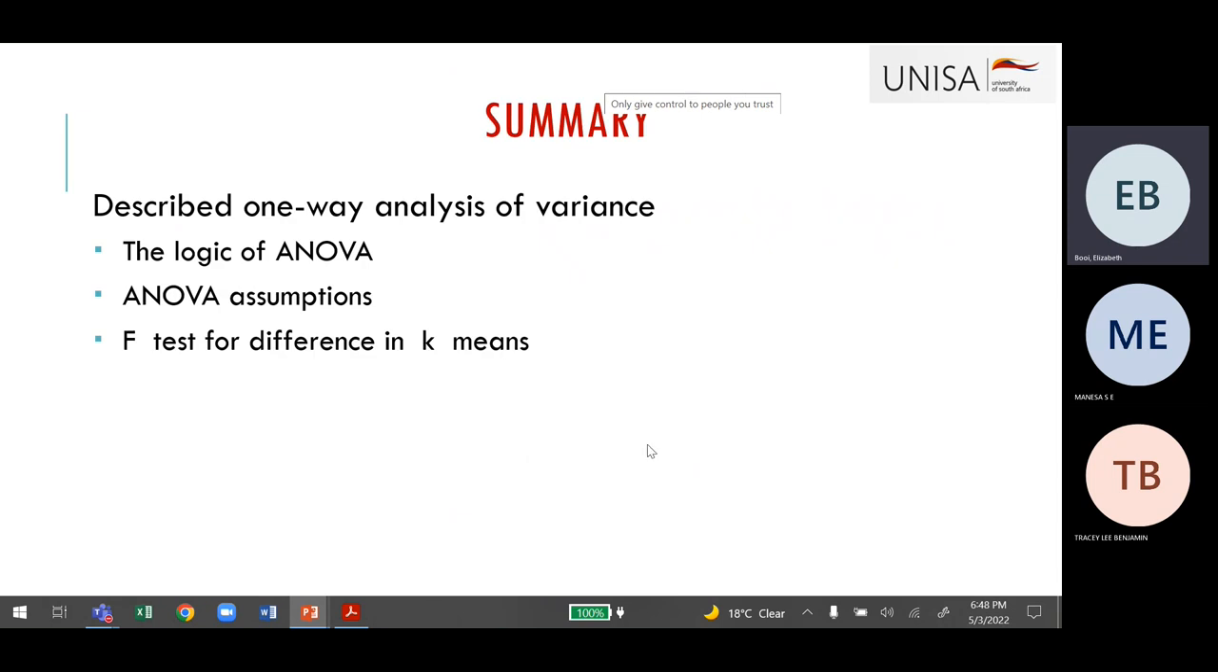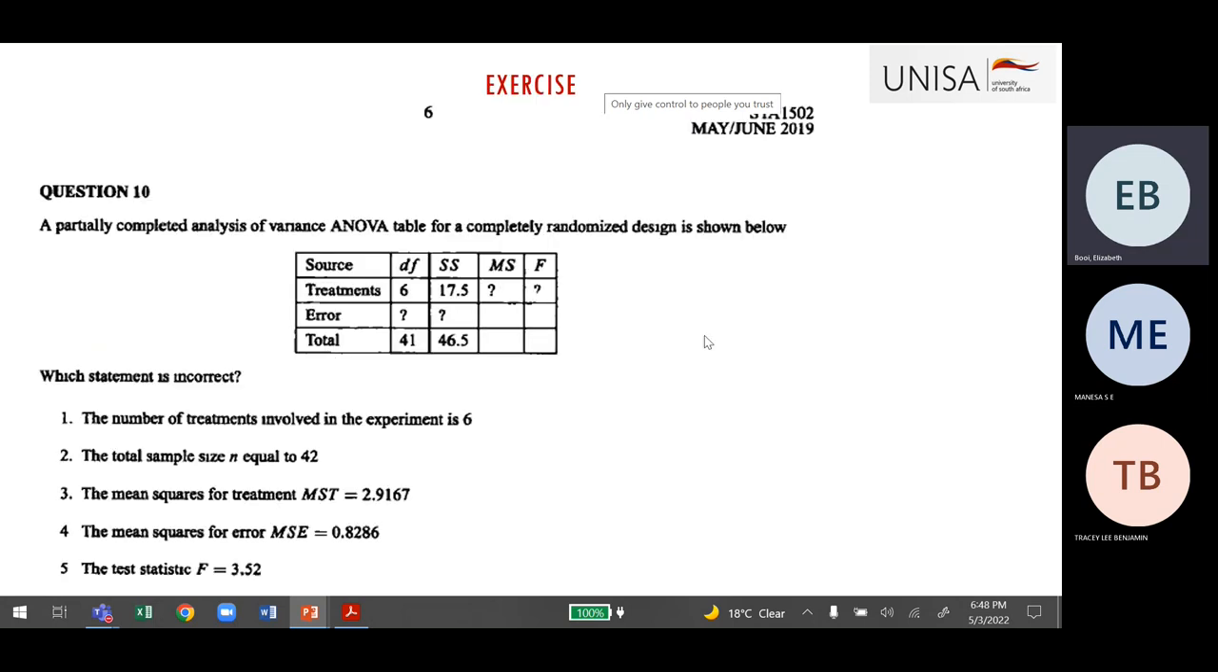So far, we have described one-way analysis of variance, and we looked at the logic of ANOVA, the assumptions, and how to find the test statistics for the difference of groups. So now let's look at an example from one of the past exam papers so that we can practice. Looking at this question from May/June, it says a partially completed analysis of variance, which is ANOVA, table for a completely randomized design is shown. What is very important when you read the question, these are the keywords that you need to always look for. A randomized design will only have your groups and error. In this instance, the groups are called treatment and the error. You will see later on when we look at the experimental design, then you will see a different table.